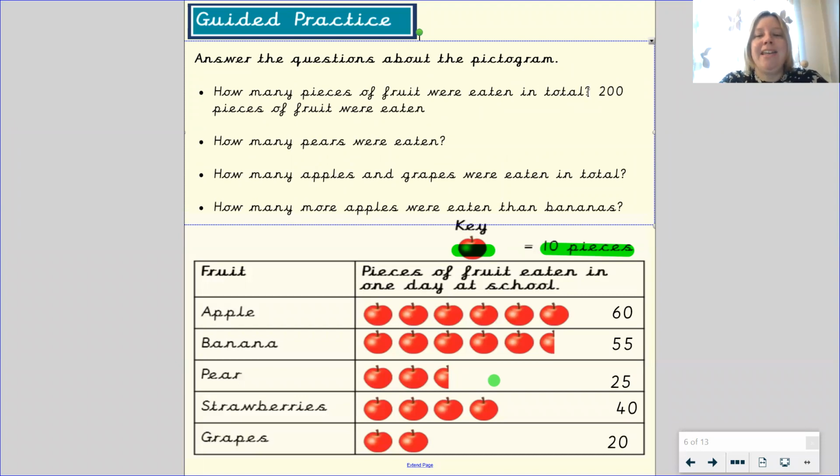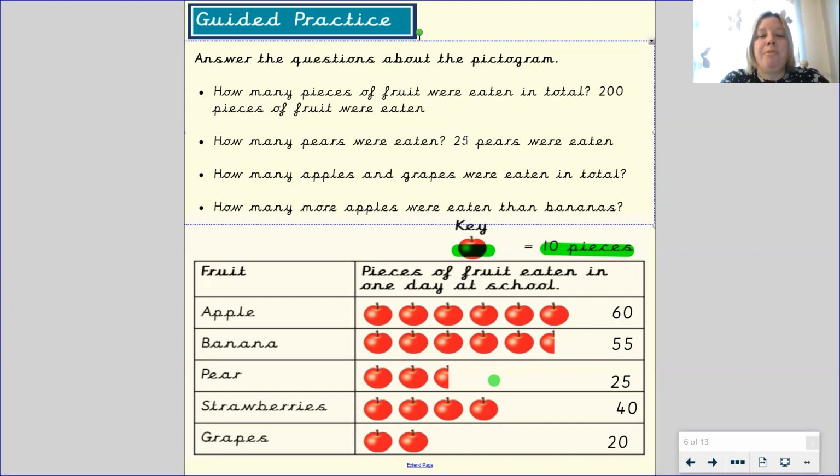Let's look at the next question. How many pears were eaten? We've already counted that. So we know that 25 pears were eaten. So I can write 25 pears were eaten.